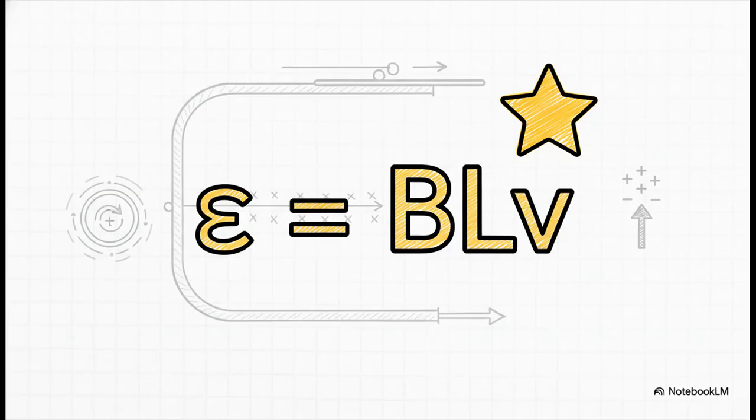So there it is, the big takeaway. Doesn't matter which physical lens you use, the induced EMF is BLV. You've now got two complete, valid derivations in your toolkit to lock in those full 5 marks.